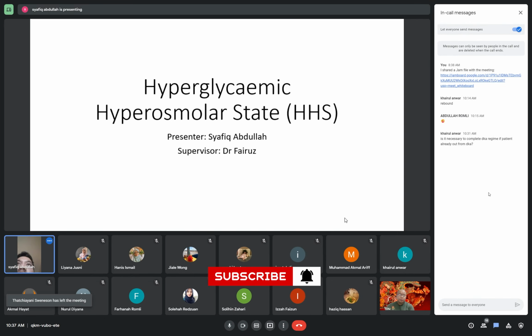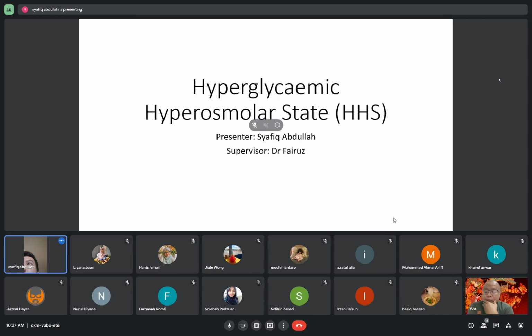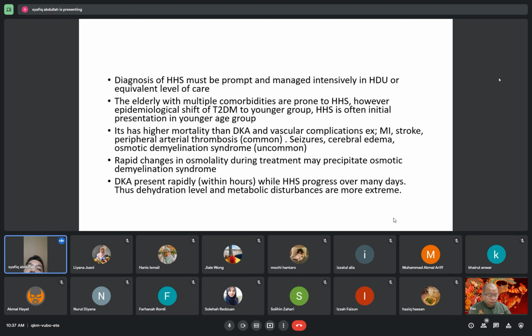Boleh. Sekarang, untuk HSS, hyperglycemic hyperosmolar state, it's memang adalah acute emergency in diabetic patient lah, sama macam DKA, is different of diagnostic criteria lah. Sama juga untuk HSS memang kena manage intensively in HDU ataupun equivalent level of care. Elderly with comorbidities more prone to HSS, however, epidemiologically shift of type 1 DM in younger group. So currently we found HSS in younger age of group lah.